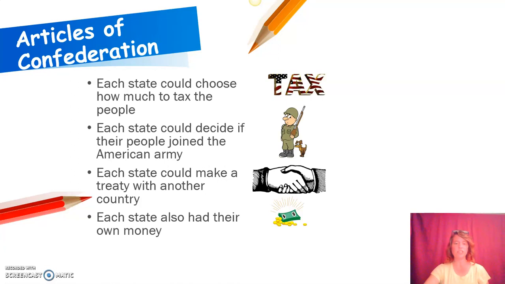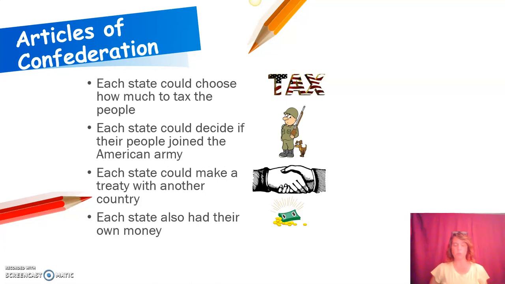And finally, each state also had their own money. So each state had a different kind of money. There were 13 different types of money. How could you buy and sell things from state to state if you all have different money? It all caused quite a bit of problems. The national government could ask the states for money or for soldiers, but the states didn't have to do it if they didn't want to.